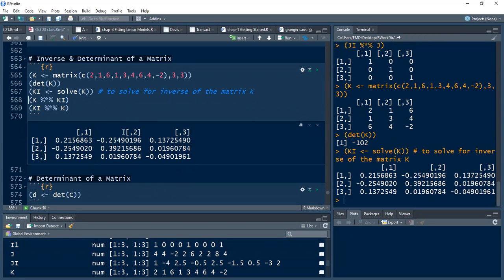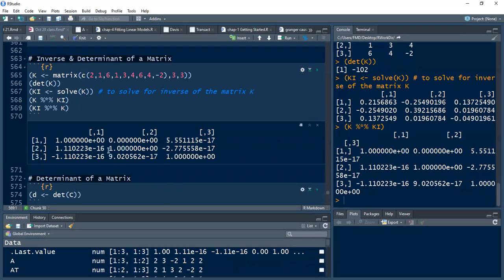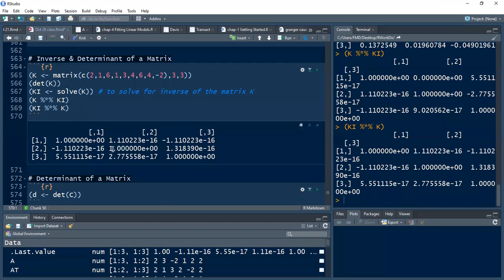Because matrix K has an inverse, if we multiply matrix K with its inverse, you get the identity matrix. So this is practically zero, guys. This is 1, and the rest are 0. These are in scientific notation. We can also do the same. It's the same, guys. Ki, the inverse, multiplied by the matrix will give us an identity matrix.